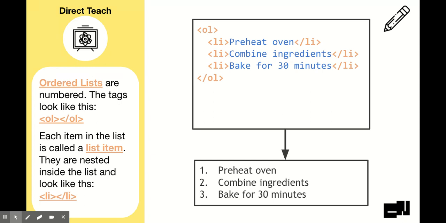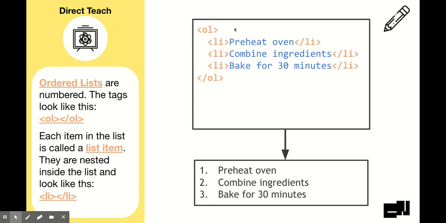Let's talk about ordered lists first. Ordered lists are numbered. The tags look like this. You have an opening ordered list tag and you have a closing ordered list tag. And each item in the list is called a list item. They are nested inside the list and look like this. Opening list item tag, closing list item tag. So let's look at what this looks like.